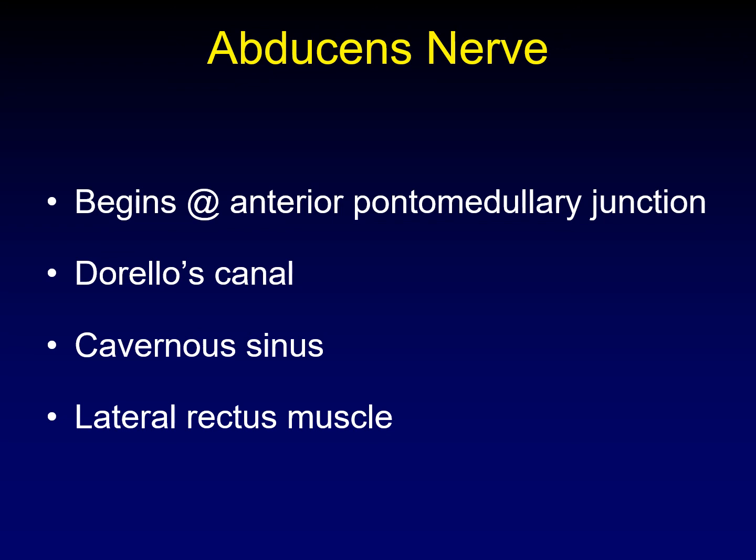Once it reaches the top of the clivus, it emerges from Dorello's canal and enters directly into the cavernous sinus. It extends into the orbit, and it has one job. Its only job is to innervate the lateral rectus muscle of the eye.